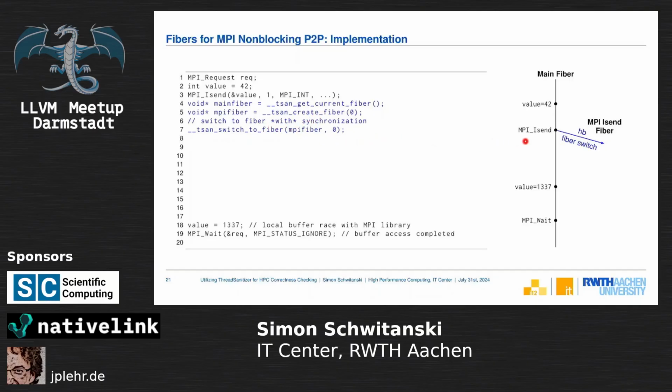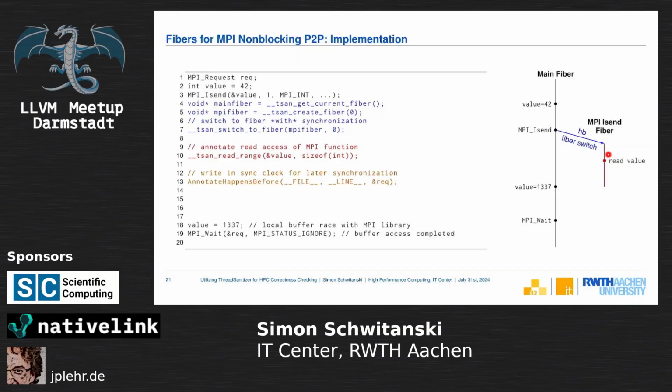That means this is what you can see here on the right with this fiber switch. So we, of course, want to have all previous memory accesses happen before that. So value 42 should not be in conflict with the MPI ISEND. So we say we want to have a happens-before relation here between the MPI ISEND fiber and the main fiber. And then we annotate the read access of the MPI function. So we call tsan read range. And then it's reflected here that you read that value.